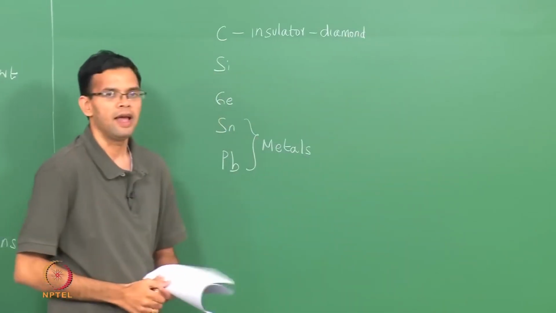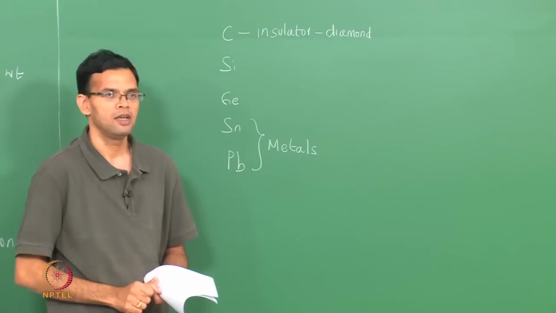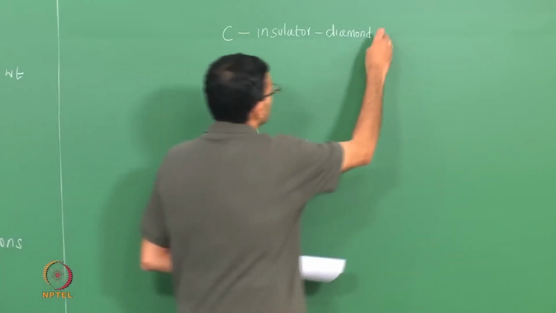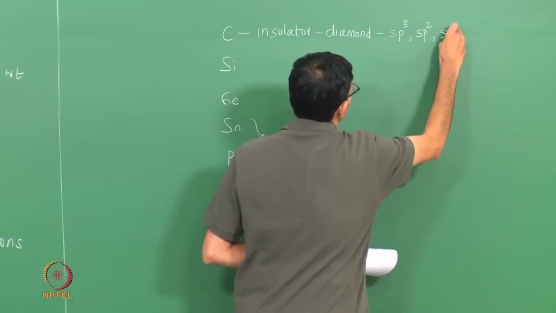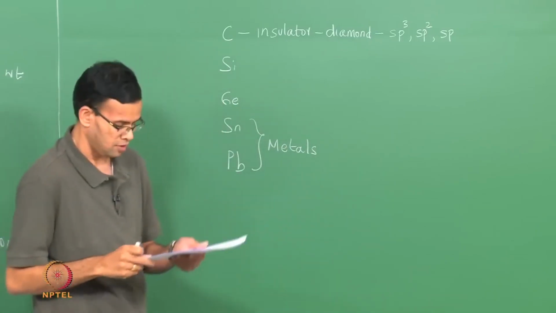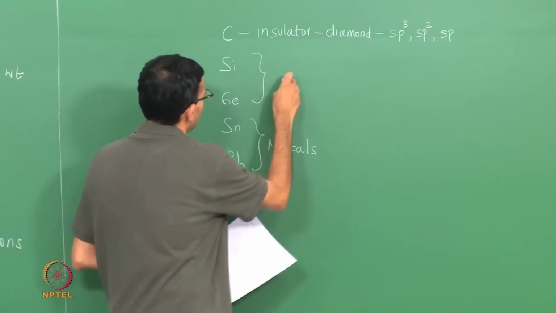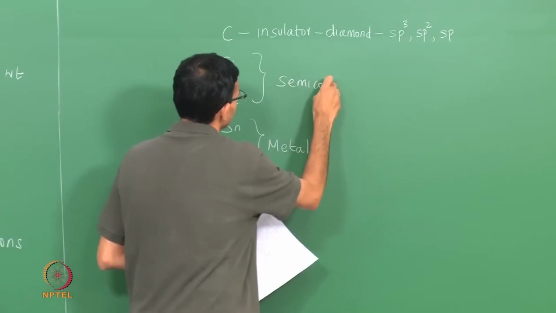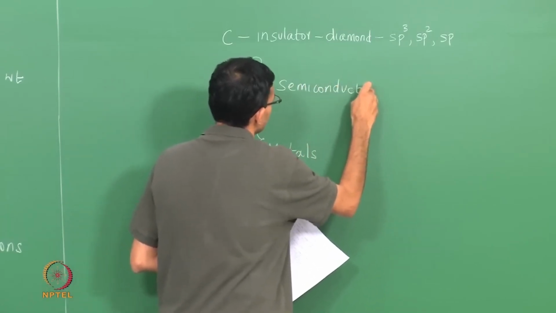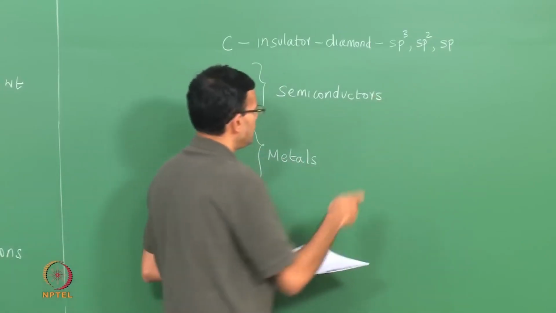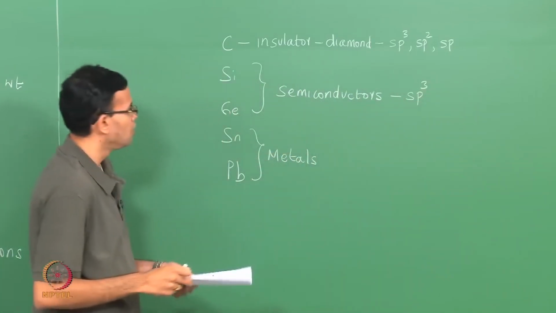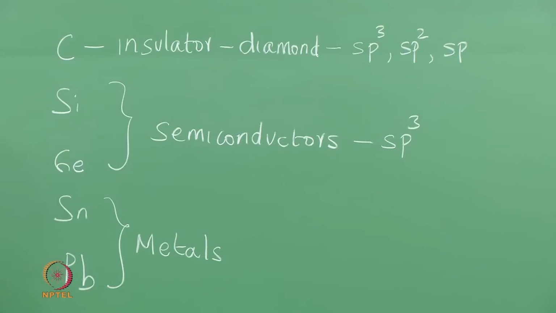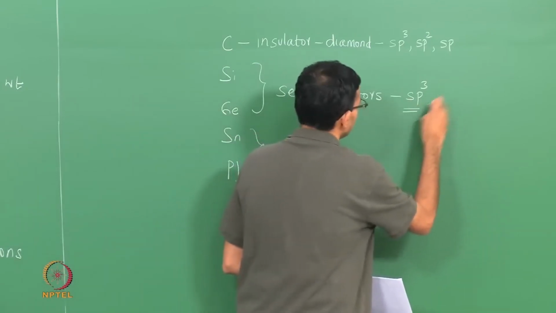And more importantly, the s and the p electrons in carbon can form a variety of hybridizations. So you can have sp3, sp2, sp hybridizations. Silicon and germanium are semiconductors, and they have sp3 hybridization. So instead of looking at atomic orbitals in silicon, we are looking at bonding using these sp3 orbitals.